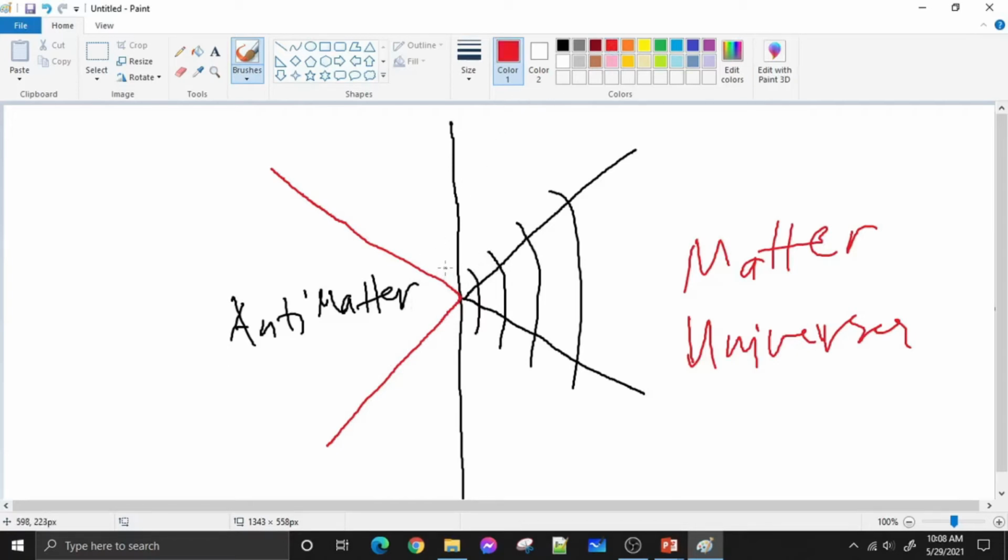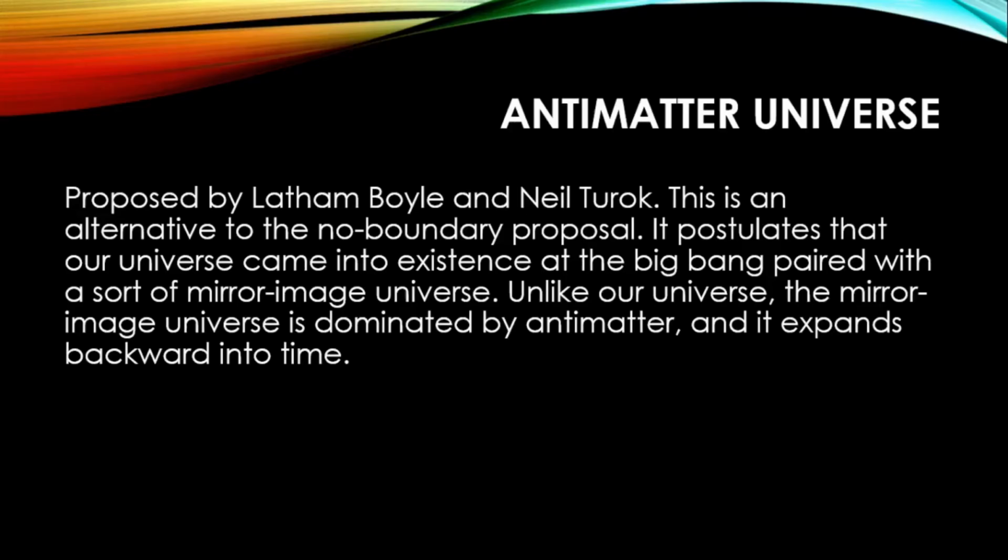So basically the concept is Big Bang is trying to separate matter from its antimatter. So that's what the antimatter universe theory is. So there is a mirror-like or image universe on the other side.